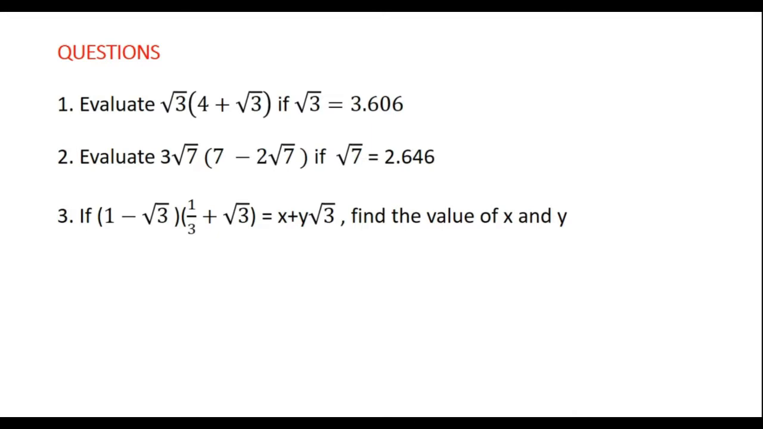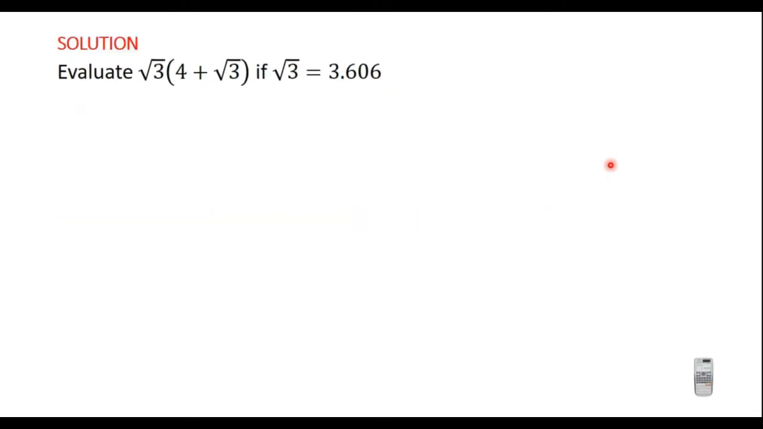So we are being told to evaluate square root of 3 into bracket 4 plus square root of 3, if square root of 3 is equal to 3.606. So this was what I meant in the previous video. Now you can see from here that in this case the set has been given to us as an approximation. Square root of 3 has been given to us as 3.606 and we are being told to evaluate this. The same thing applies to this. Then when you come here, this binomial has been given to us and we are being told to find the value of x and y. Now we are going to see how to go by this. So let's begin with the first one.